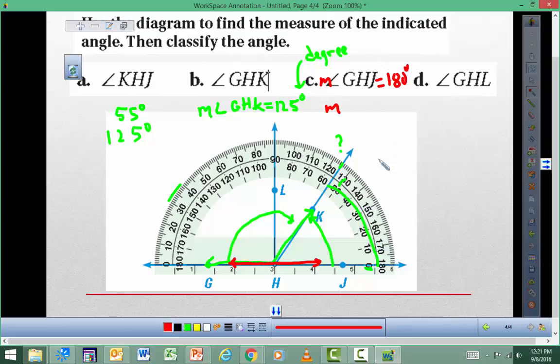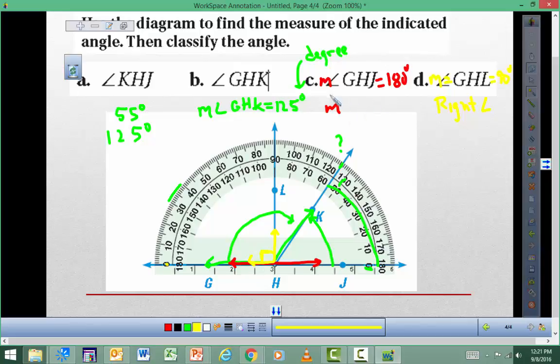Okay, then GHL. That's this angle right here, this one in yellow. That one looks like to me, it starts here, and you're going around this way, you get up to 90. So that one's a 90-degree angle. So the measure of this one is equal to 90 degrees. By the way, since it's 90 degrees, it's a right angle. And whenever we have a right angle, we put a little box because it makes like a square, so to speak.